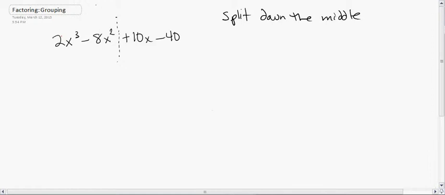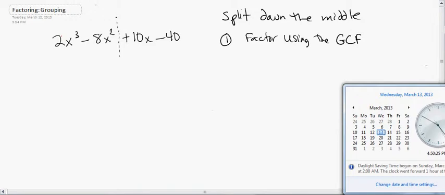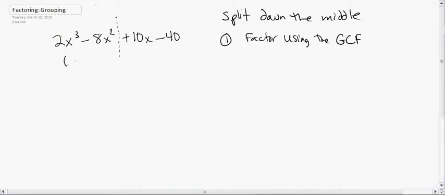And once you've divided it down the middle, the next step is to use the greatest common factor to factor out whatever you can from each part. So factor using the GCF, and I'll show you what that looks like. On the left-hand side, I'm going to write a set of parentheses and ask myself what the greatest common factor is. Well, it looks like 2 and an x can go into both terms. 2x squared. I'll use the lowest power of x.